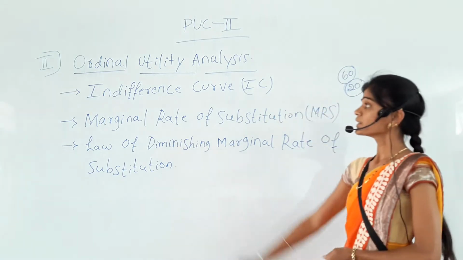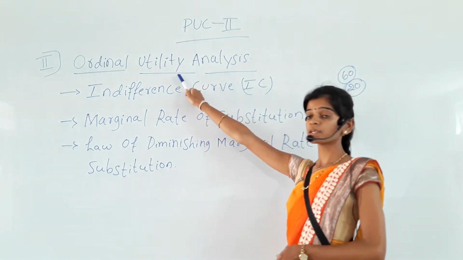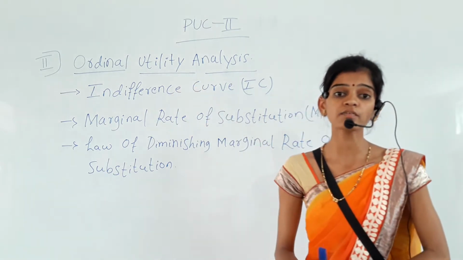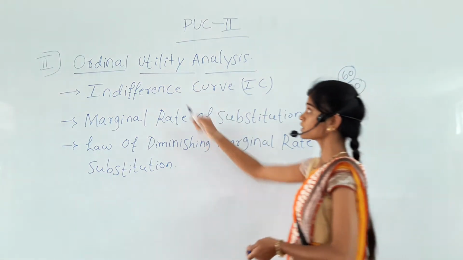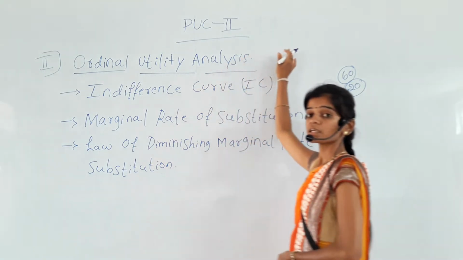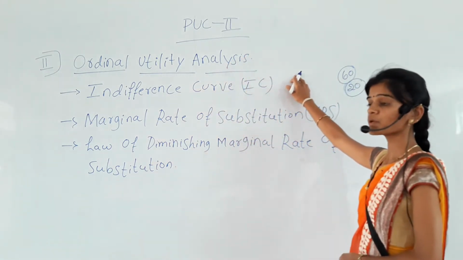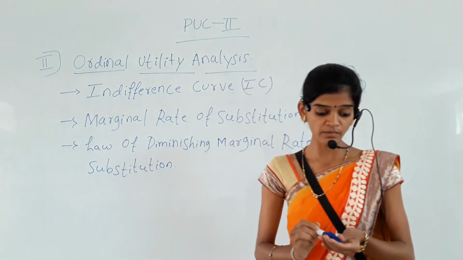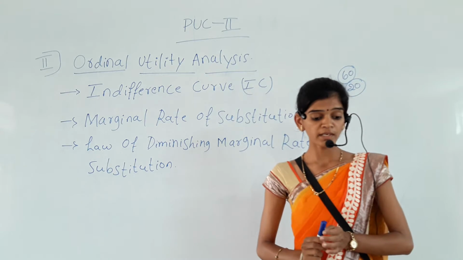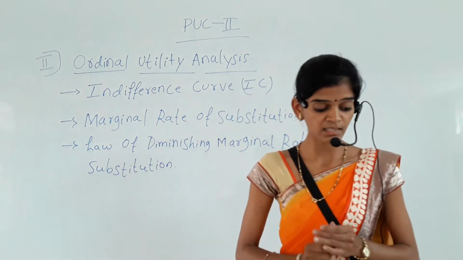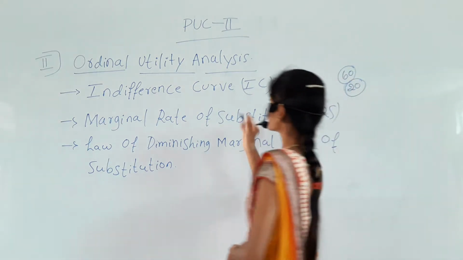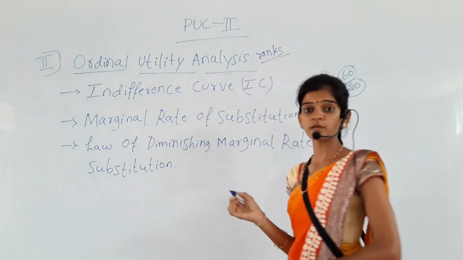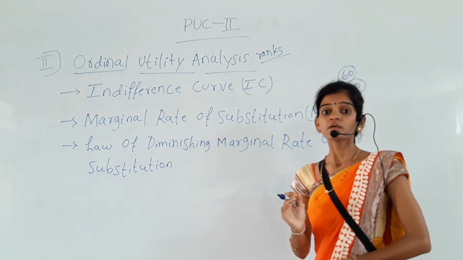So the alternative approach to express utility is in terms of a series. Ordinal utility analysis is nothing but expressing in the form of a series, or in terms of ranks. Ordinal utility is just ranks in terms of preference. We have to express in terms of ranks, or in terms of preference.